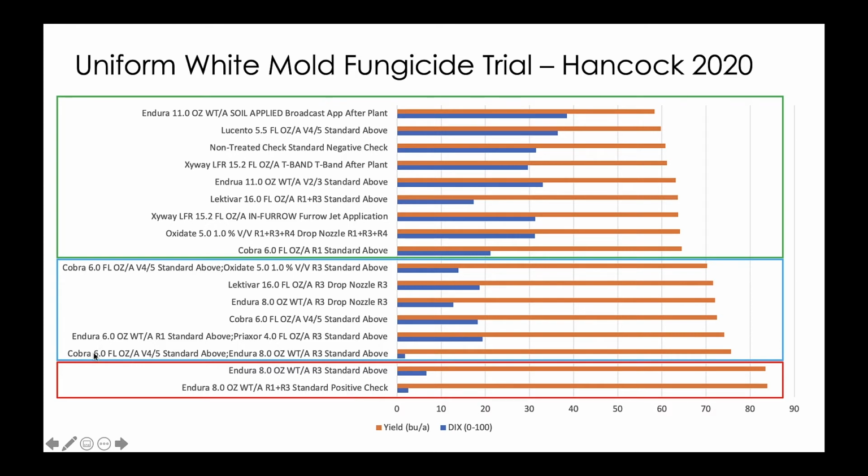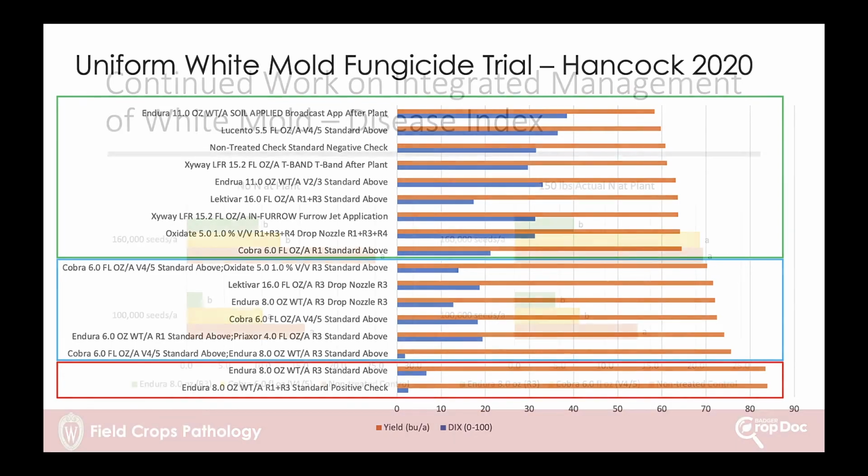You'll notice the addition of Cobra at V4, V5, followed by Endura, though, did take a little bit from us, about 5 bushels. So there is some injury, again, still associated with the application of Cobra, but those plots do tend to be fairly clean, given the fact that Cobra is quite effective against white mold. Just be careful and reserve that Cobra treatment for those fields that are traditionally heavier with white mold severity.